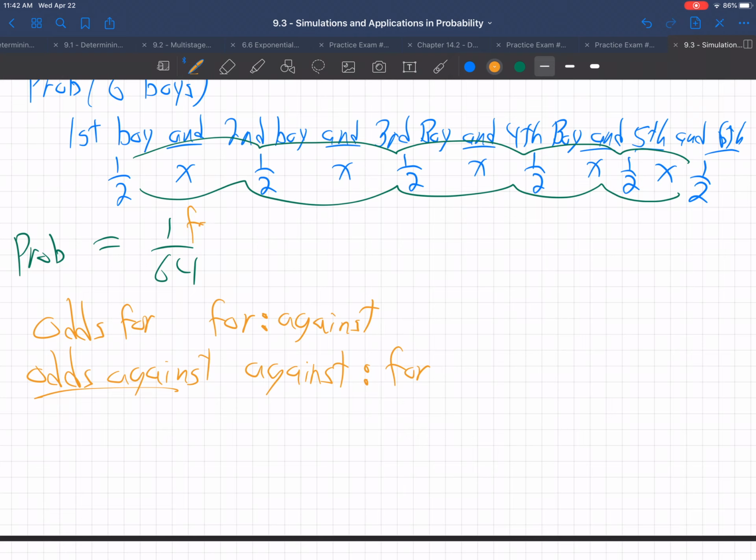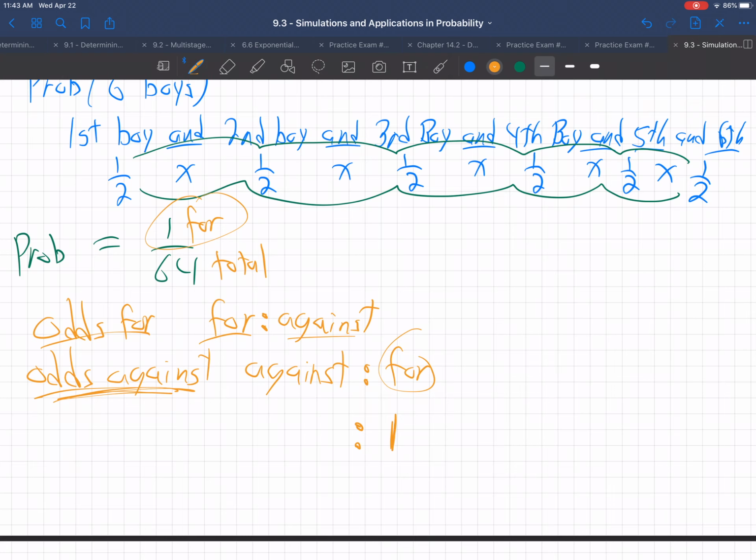So remember, probability is for over total. Probability is for over total, and odds is for and against. The odds for something is for and against. The odds against something switches that. So the for is 1. The for is 1. That doesn't change, right? The for is the for. The only difference is the other number.